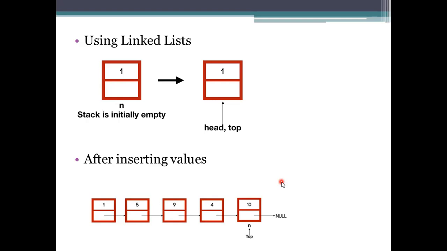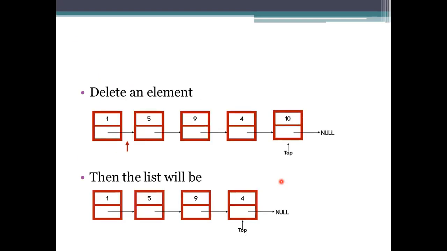Okay, if you want to delete a node, the top has to be pointed to the next value in the stack. We also need to update the n value: the number of values stored here is now 4, meaning we have 4 values in the list. After performing that, the list of elements is this one.